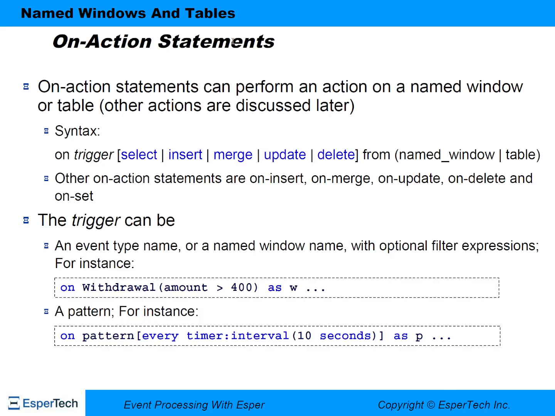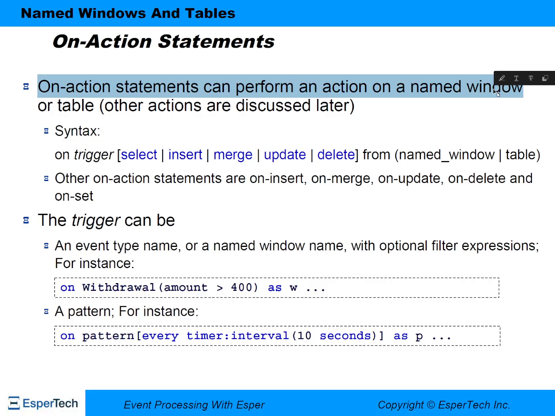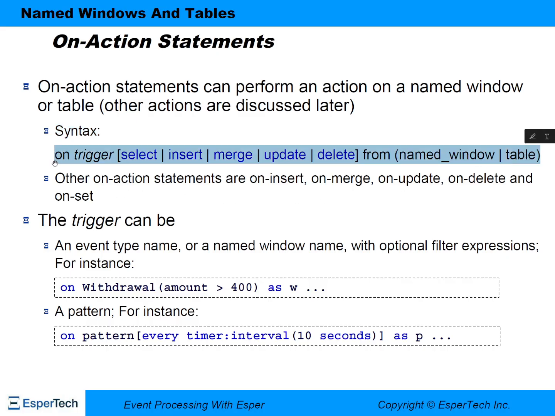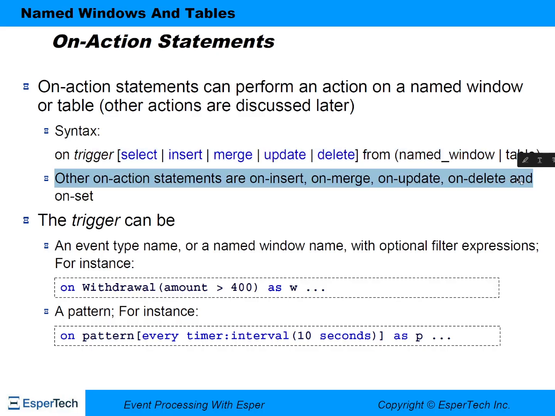This slide introduces the concept of on-action statements. On-action statements can perform an action on a named window or table. Other actions are discussed later. The syntax is: on trigger select, or insert, or merge, or update, or delete, from named window or table. Other on-action statements are on insert, on merge, on update, on delete and on set.